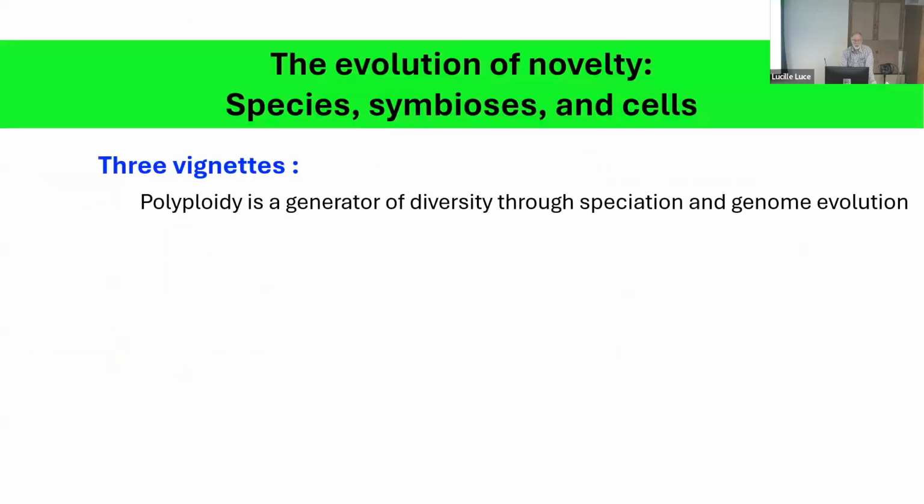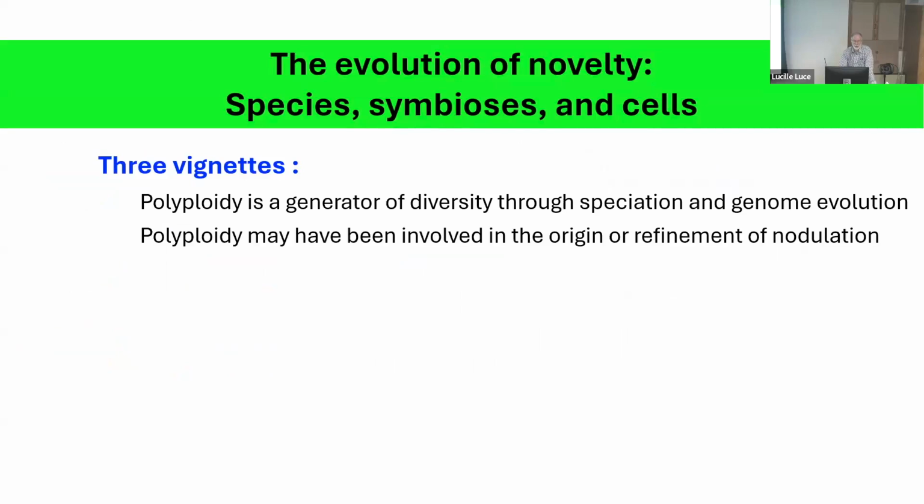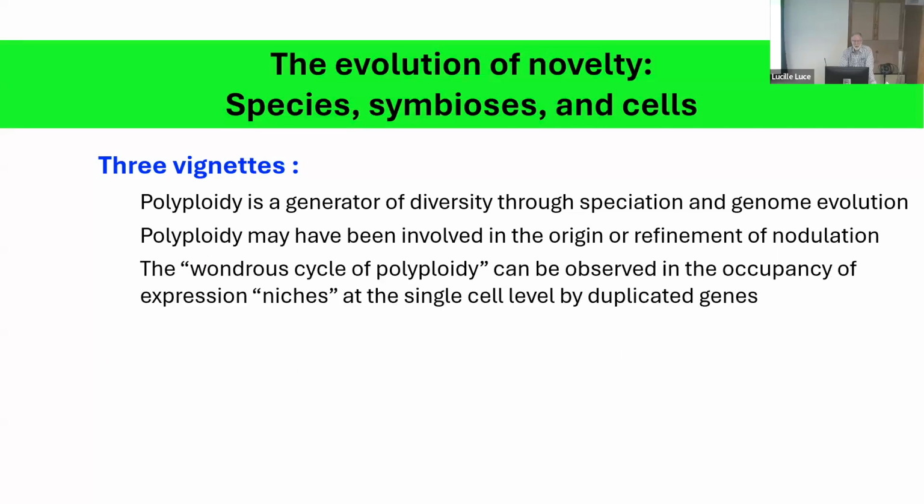So there are my three vignettes. Polyploidy generates diversity through speciation and genome evolution. It may have been involved in the origin or refinement of nodulation. And then these wondrous cycles of polyploidy can be observed in the occupancy of expression niches at the single cell level by duplicated genes. And with that, thank you.